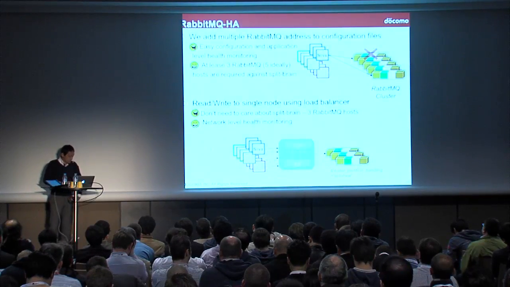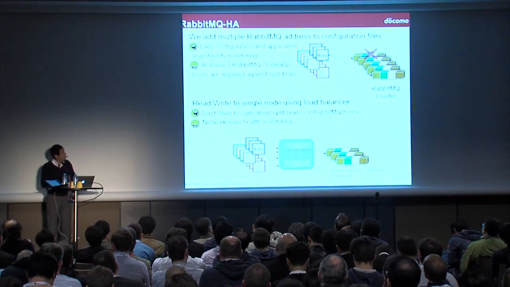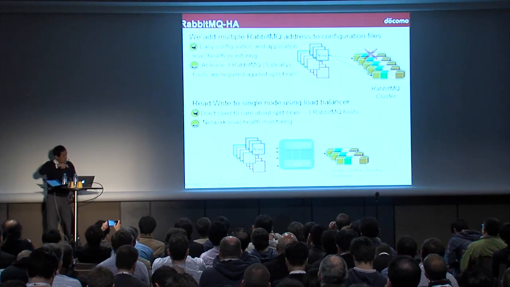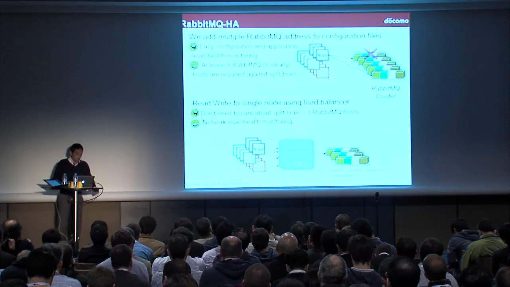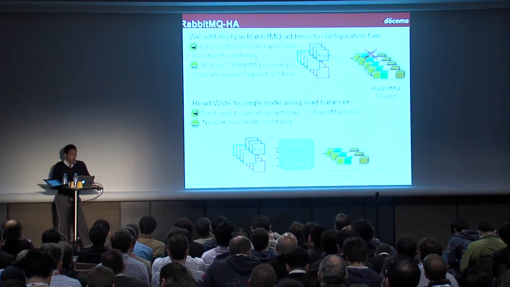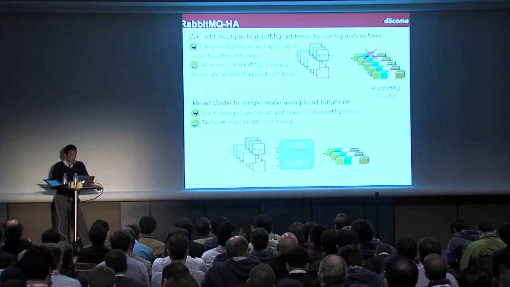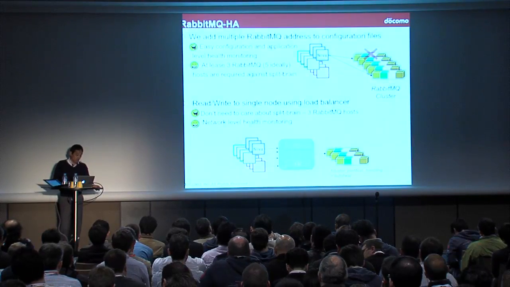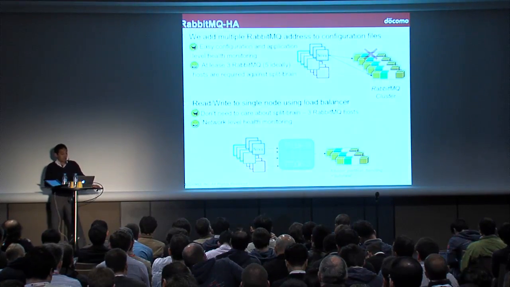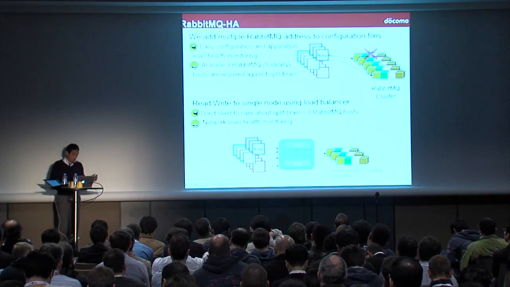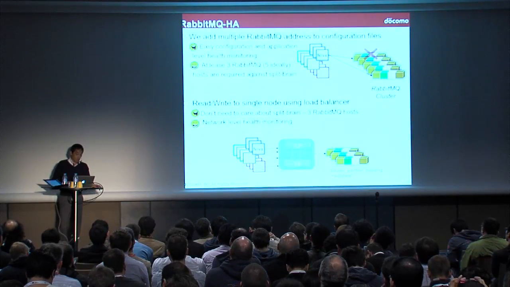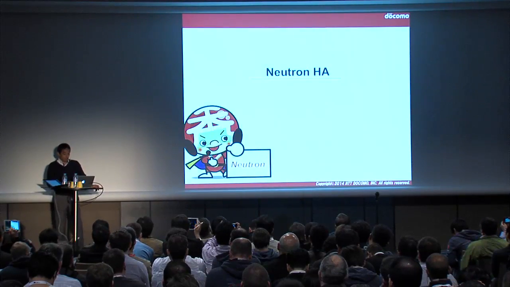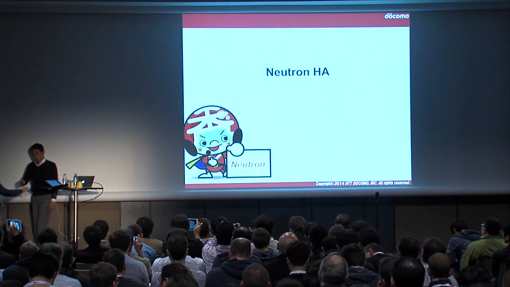this scenario as well. So just using a load balancer and use just one node for read and write. This can decrease the number of RabbitMQs. So in our case, we are still considering pros and cons of those tools, and we have not decided yet. So next is Neutron HA, and I hand over to Motoki-san.